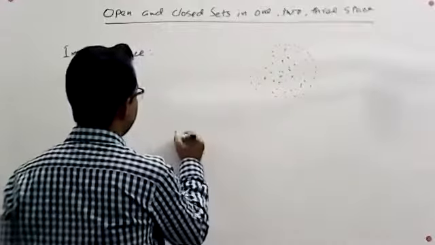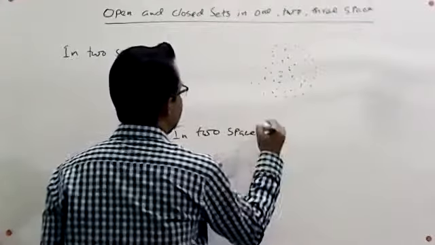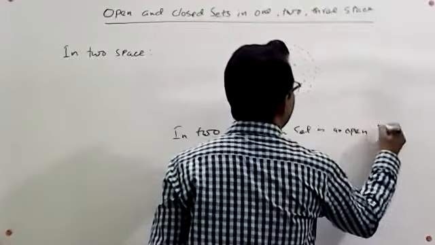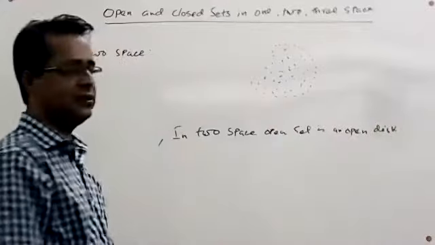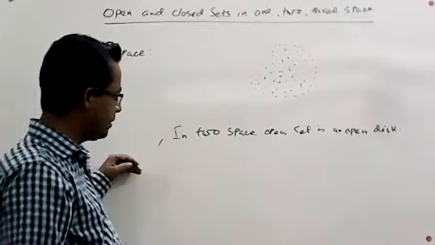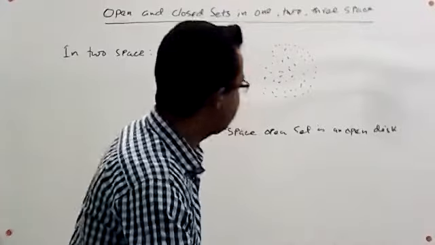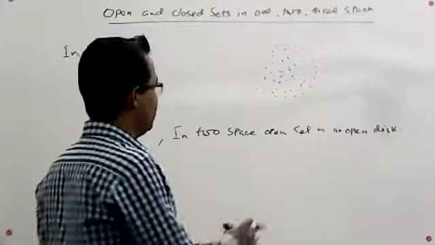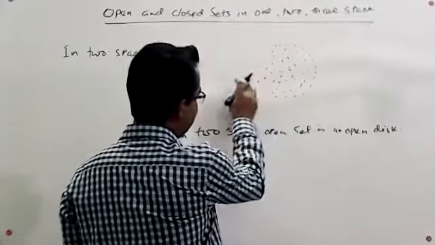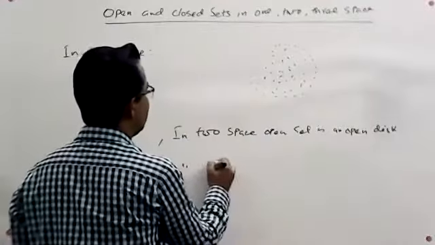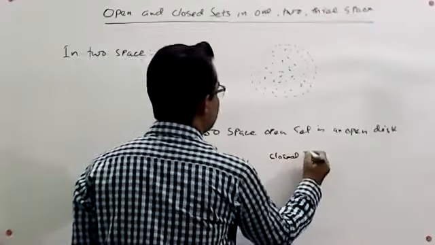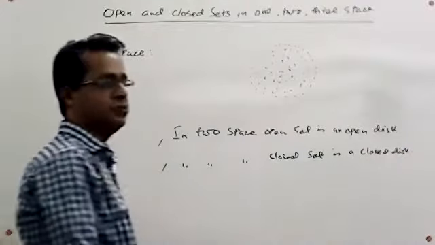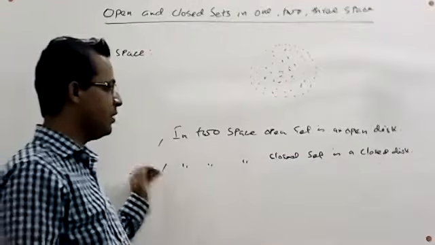So we can say that in two space, open set is an open disk. Again, since we saw in the previous section that a closed set is made by interior points and boundary points, closed set contains all interior points along with these boundary points. So we can easily say that in two space, closed set is a closed disk. So in two space, open set is an open disk and closed set is a closed disk.